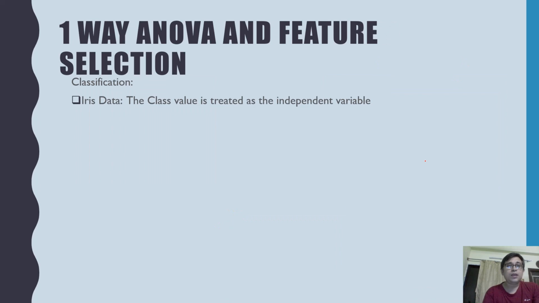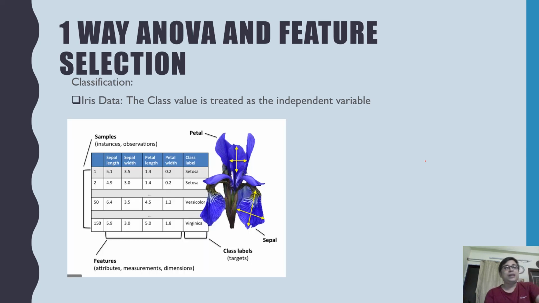Alright. Now let's see how one-way ANOVA can be used in feature selection, in the case of classification. Let's look at the data first. This is your very famous and widely used iris data, which has these four independent variables which are numeric: sepal length, sepal width, petal length, and petal width. And this is the class label. What I can quickly see is that I have a categorical variable over here, which can serve as a group for me.